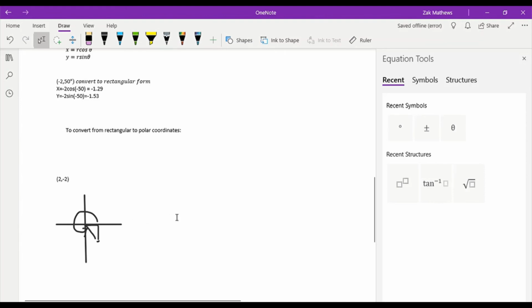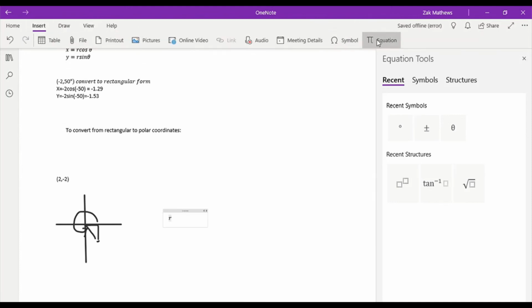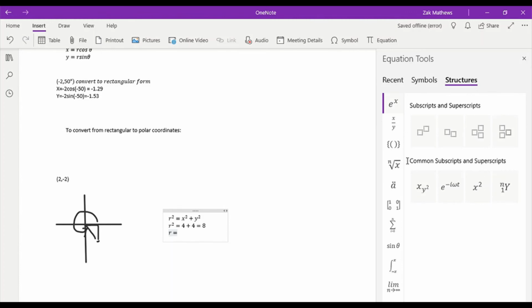To find the r, we can think about the Pythagorean theorem. r squared is going to be equal to x squared plus y squared. Our r squared will be equal to, the x was 2 squared, which is 4. The y was negative 2 squared, which is 4. Of course, that gives us 8, meaning that r is going to be equal to the square root of 8, which we can simplify to be 2 square roots of 2.